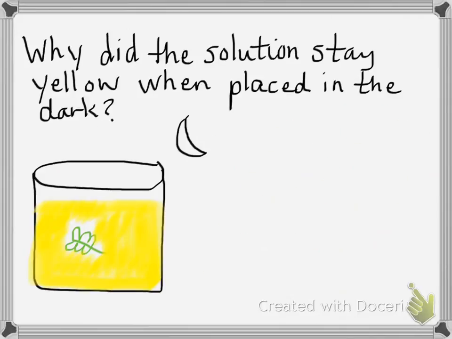Okay, next question. That's supposed to be a moon. Because there was no light. Modern art right there. That's modern art. Thank you. To allow photosynthesis. So I'm going to put no light, no photosynthesis.